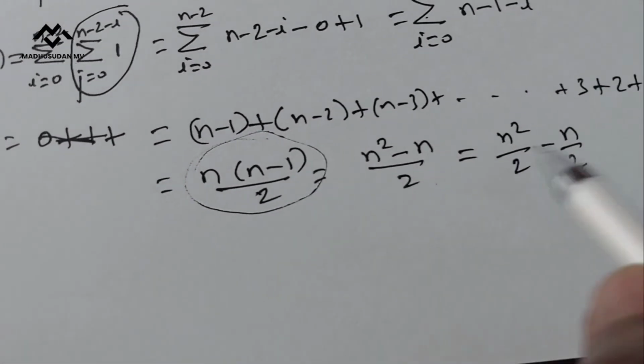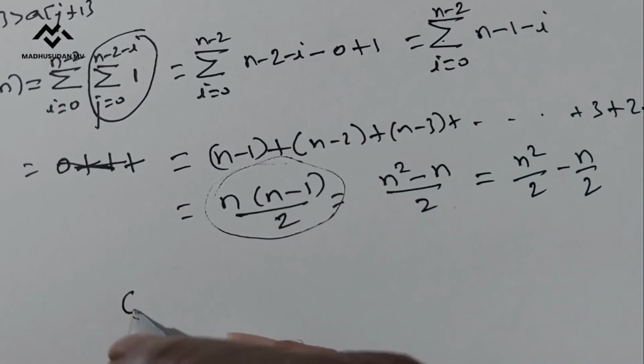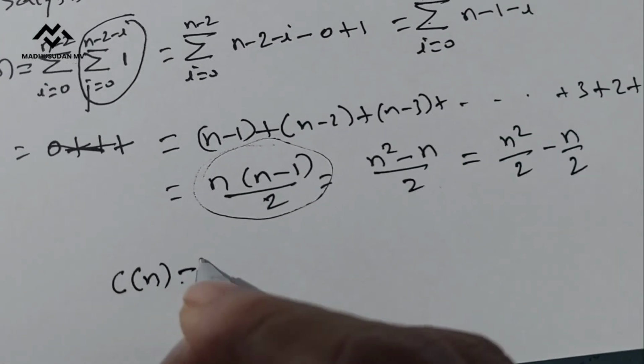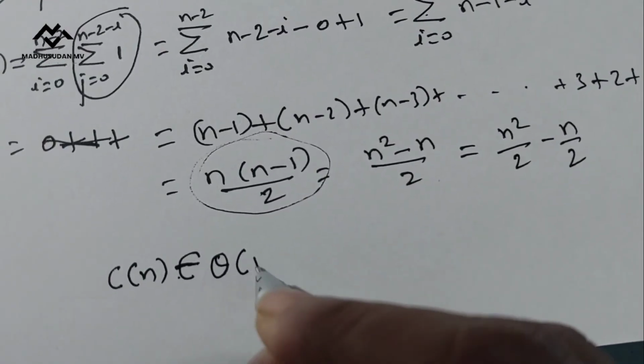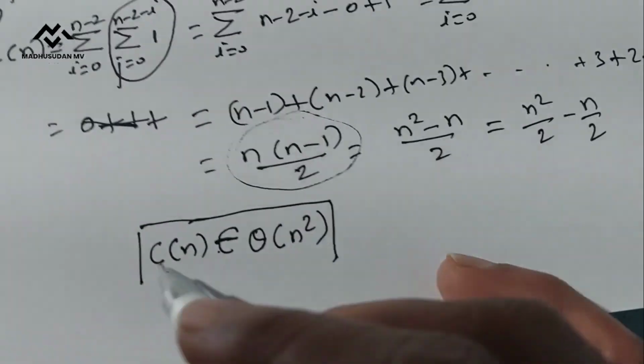Now out of these two terms, which is the most dominating term? n square. So we write C of n belongs to big theta of n square. So this is our time complexity of bubble sort.